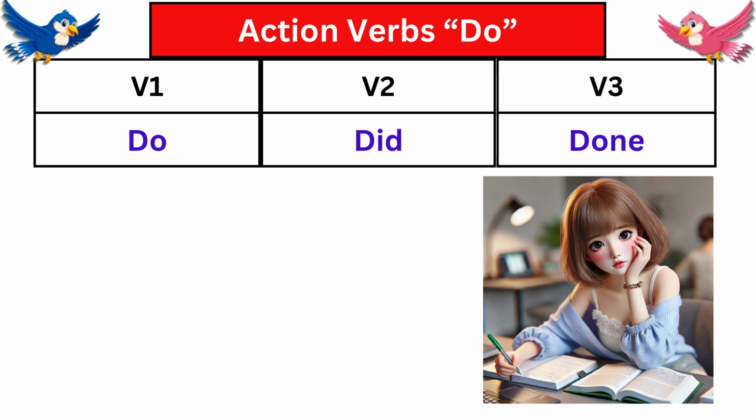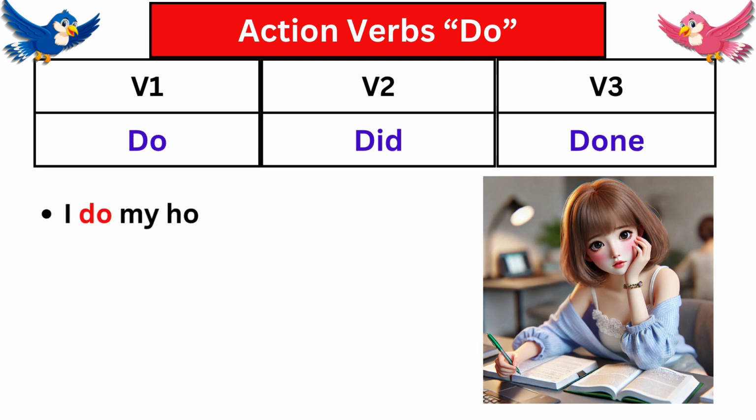Next, let's look at the three forms of the verb. V1: do, present. V2: did, past. And V3: done, past participle. Now, let's use these words in sentences.